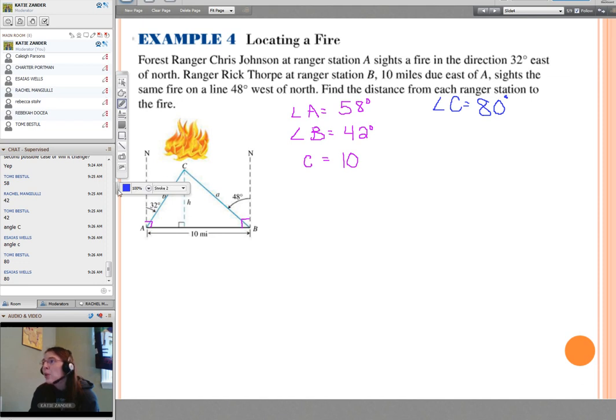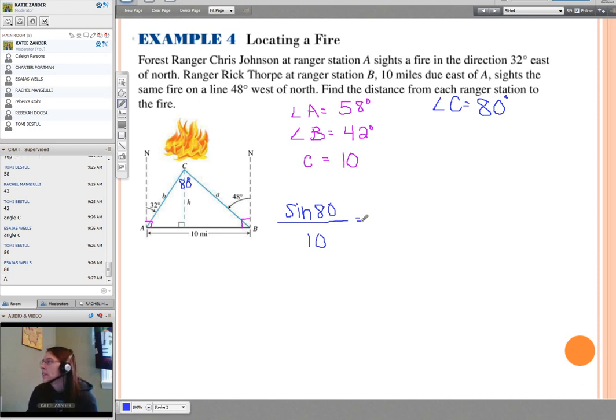All right, and now you have enough information to apply the law of sines, right? Because you can create a ratio using side C and angle C. So we'll do sine of 80 over 10. And which side length would you like to find first? Side A or side B? A. All right, so if we're finding side A first, you have to use angle A in the numerator. So we'll do sine of 58.